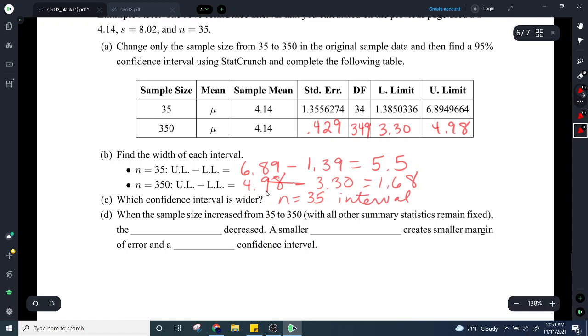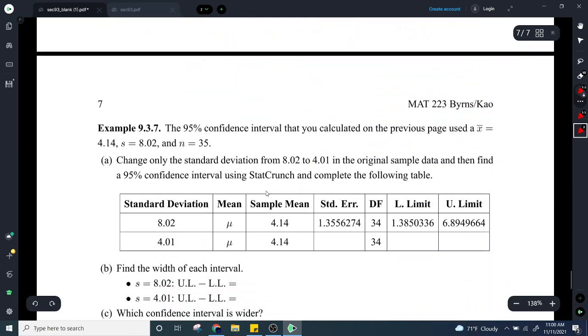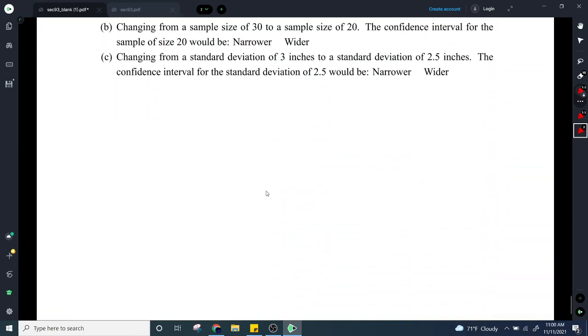All right, so when sample size increased with all other statistics remaining fixed, the interval width decreased. A smaller standard error creates a smaller margin of error and a narrower confidence interval. And I know in the assignment you're going to have some questions where they're going to ask you to consider making these changes and how that might affect the width of the interval.